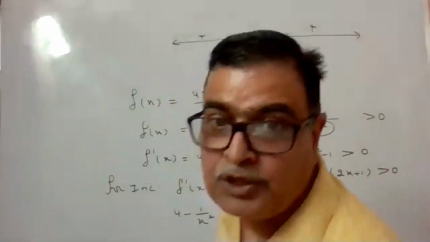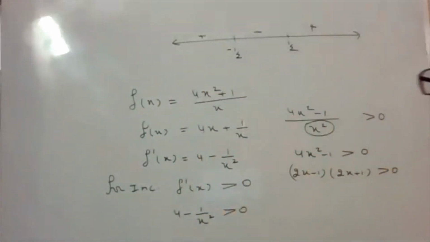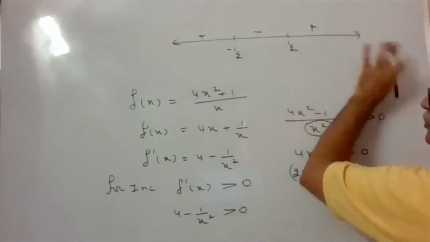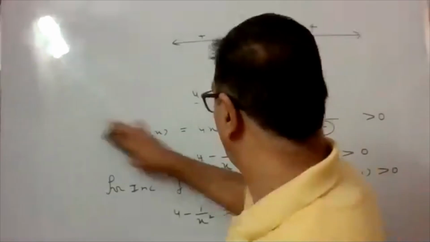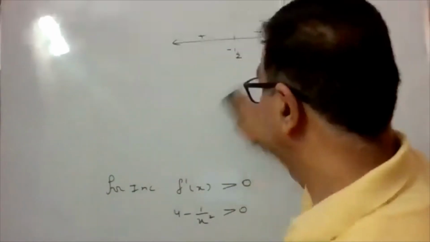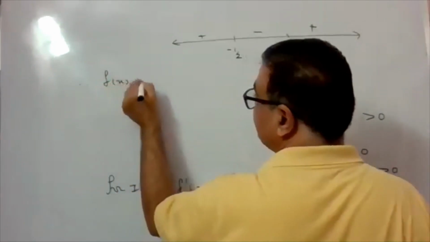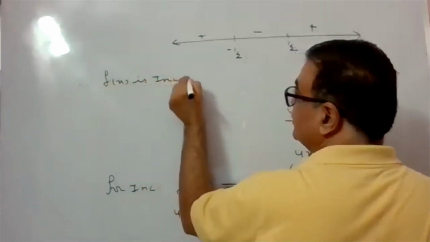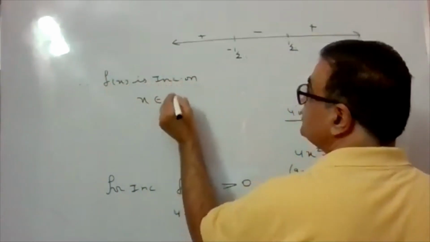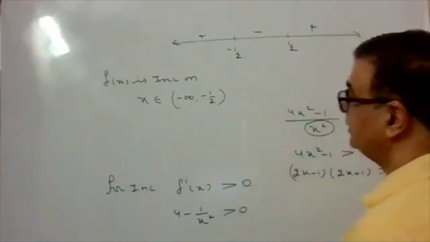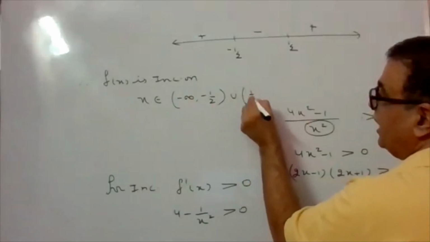So this means what you should have now, we want positive number, it will be minus infinity to minus half, union half to infinity, it is increasing. So we should say thus, or therefore f(x) is increasing on x belongs to minus infinity to minus half, union half to infinity.